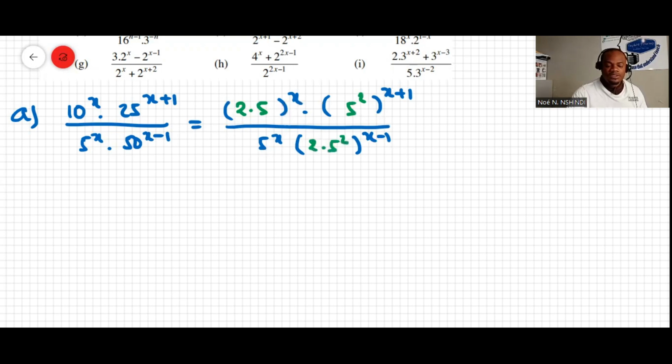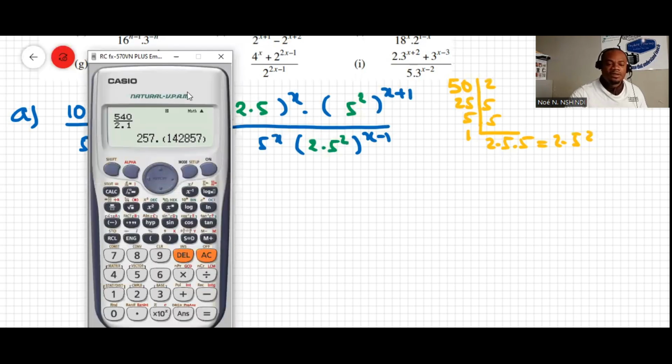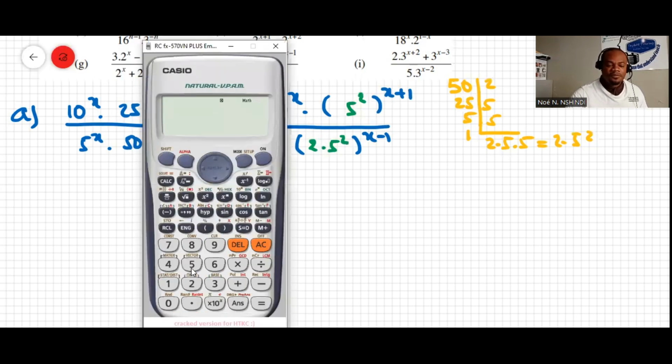If you're unsure how to do that, you can use the factor tree. I'll do one for 50 here. Divide by 2, it's 25. Divide by 5, it's 5. And then divide by 5, it's 1. So this is 2 times 5 times 5, which is equal to 2 times 5 to the power of 2. Or you may also use a calculator. Just write 50 in the calculator, press equal, and then press the shift button and the button called factor. Hit factor, and you have 2 times 5 squared.